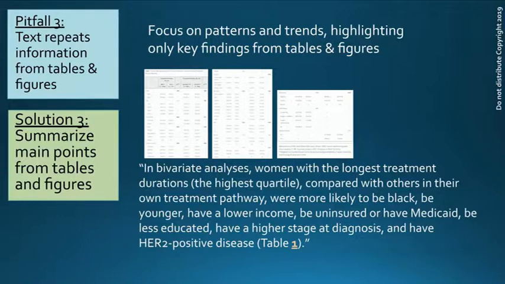And so you could see in this example, they're saying in bivariate analysis, women with the longest treatment durations compared with others in their own treatment pathway were more likely to be Black, younger, have a lower income, be uninsured, or have Medicaid, be less educated, have a higher stage at diagnosis, and have HER2 positive disease. So it's a nice summary of a lot of information in the table. And of course, it's perfectly fine to point out key highlights of something that's very important that you do want to discuss. So focus on patterns and trends, highlighting only key findings from tables and figures.